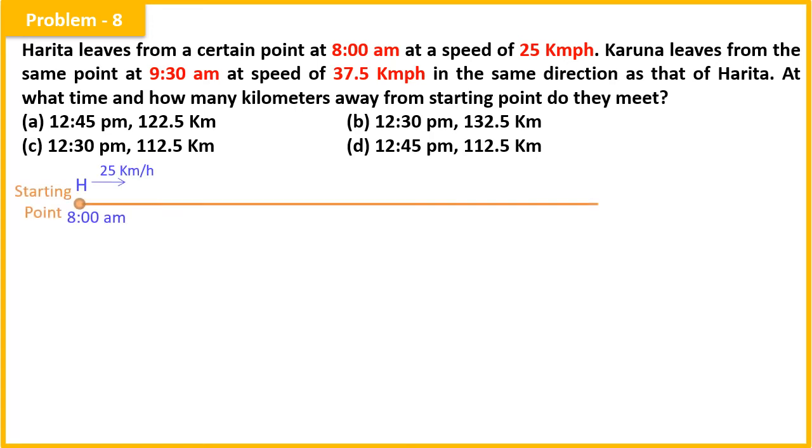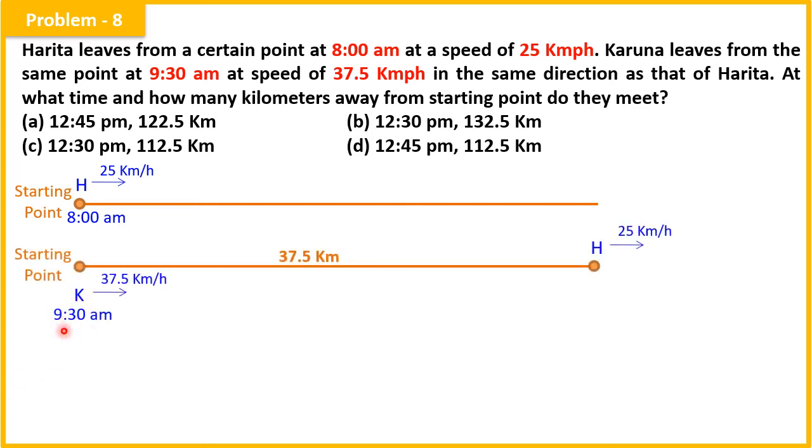Okay, so this is the starting point and Harita starts at 8 am at a speed of 25 km per hour. Now as per the question, Karuna leaves from the same point at 9:30 am, यानी 1.5 घंटे के बाद. In this 1.5 hours, how much distance has Harita covered? It is obviously 25 plus 12.5, that is equal to 37.5. So what will be the situation at 9:30? At 9:30, Karuna is starting from this starting point and Harita is 37.5 km ahead of her.